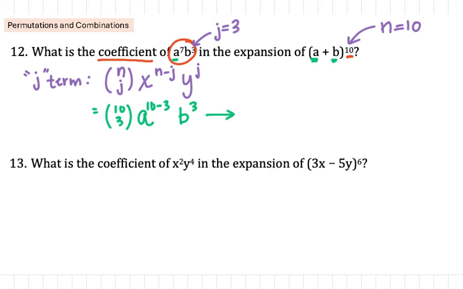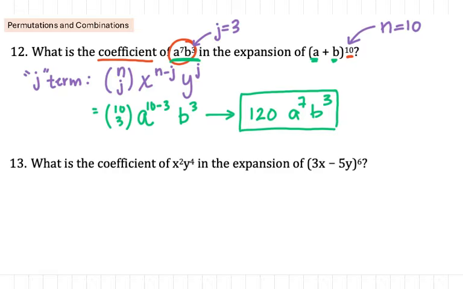So 10 choose 3 is 120, and a to the 10 minus 3 is a to the 7, b to the 3. So this is the term they are talking about. They asked about this term, and then they said, well, what's the coefficient? That's the coefficient of that particular term. So let's do it again, but now it's just a little bit uglier.